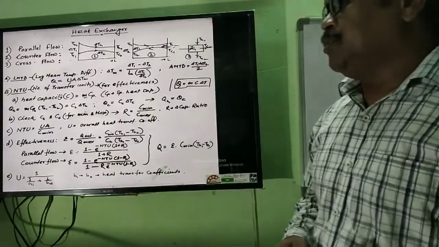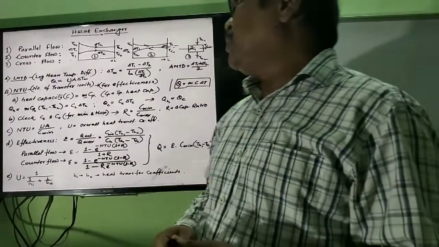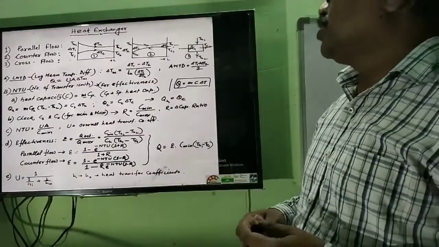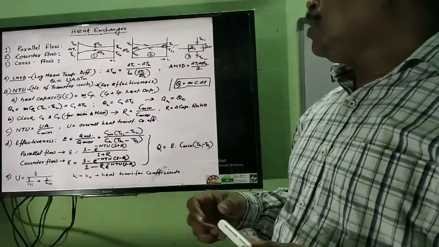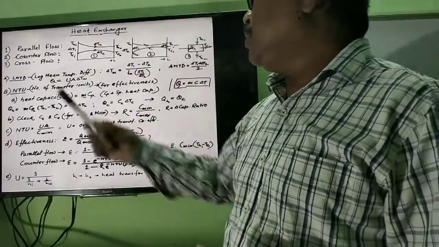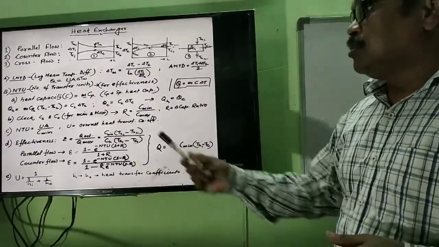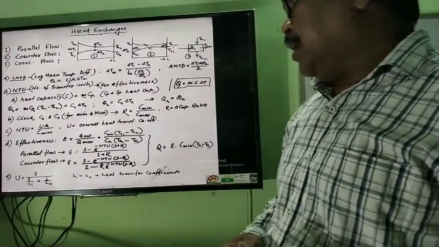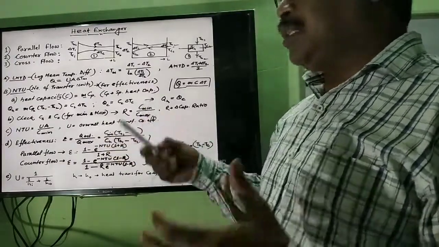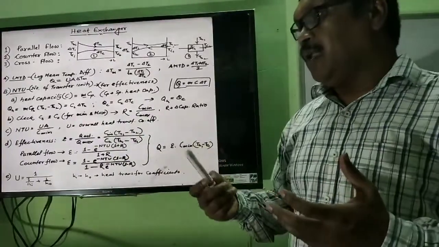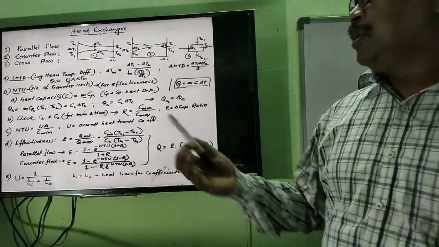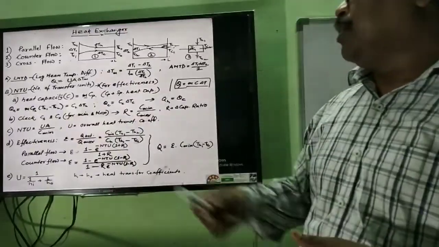The second method is NTU, number of transfer units. This method is used for finding out the effectiveness of the heat exchanger, and also sometimes they will not give you the terminal temperatures. At that time it will be difficult to find your LMTD, so this method comes into use. The heat transfer principle is mass into specific heat capacity into temperature difference, that you know, and that formula is applicable here.